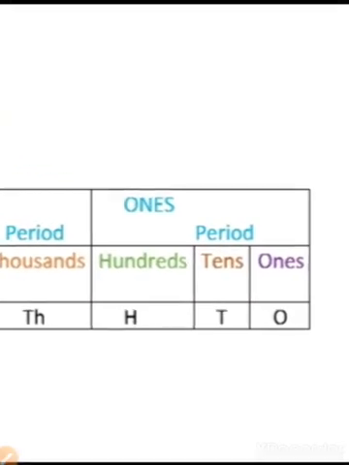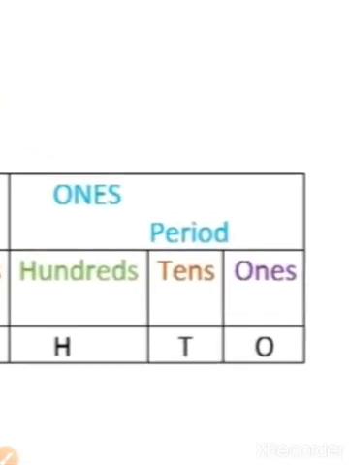Students, ones period is divided into 3 columns. These 3 columns are known as places. You can see them. The first one is for ones. In short, we write it as O. The second column is for tens. In short, we write it as T. The third column is hundreds column. In short, we write it as H.